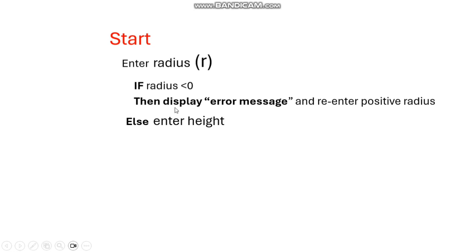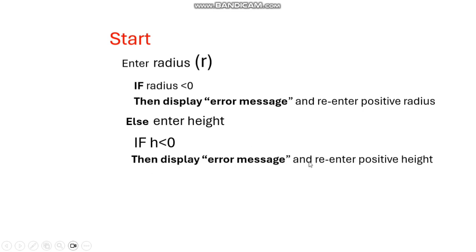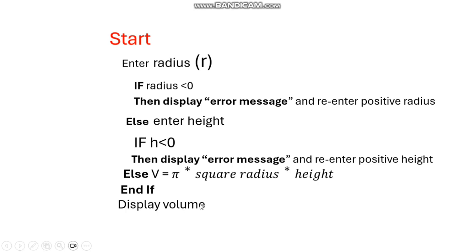For radius we are done. Now we have height, or else enter height. Again, we say if height is less than 0, the height of the cylinder cannot be less than 0, so we display the error message and re-enter positive height. Now we have entered the height and the radius, so we just show else, volume is equal to pi times radius squared times the height, then end if. Then we are going to display the volume. Finally we are going to end our program.